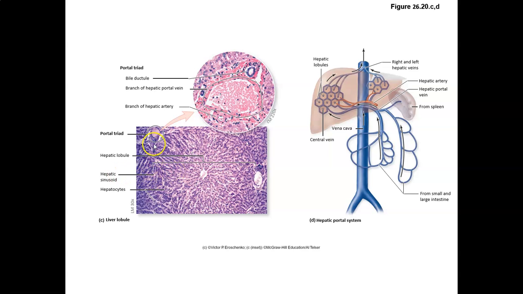But between the periphery of the lobule and the central vein, you can see the hepatic sinusoid. So those are a specific type of capillary blood vessels, if you still remember, pretty leaky ones, right?